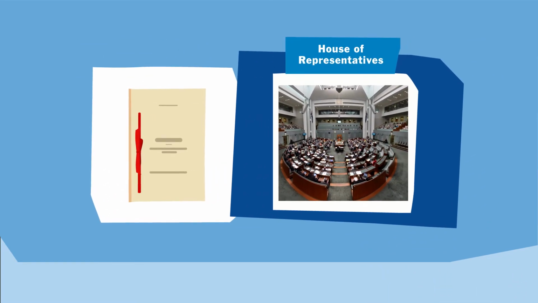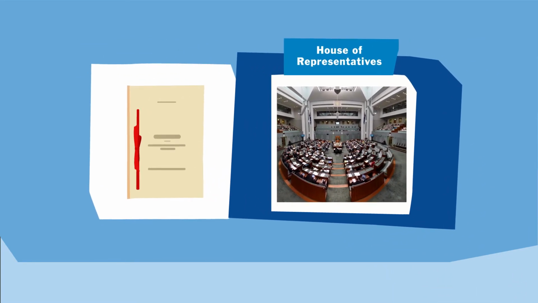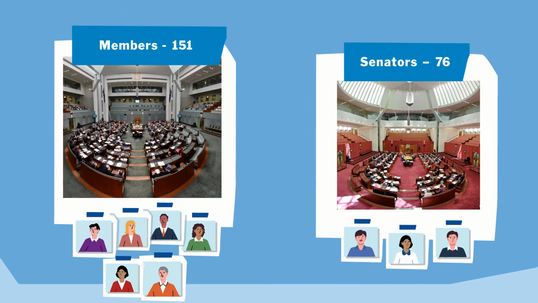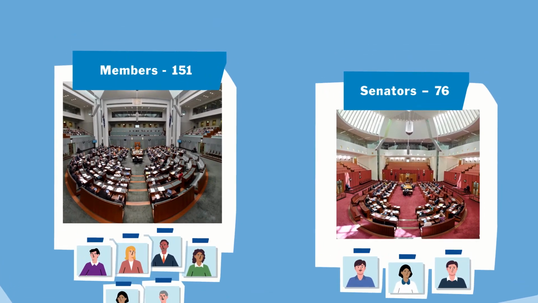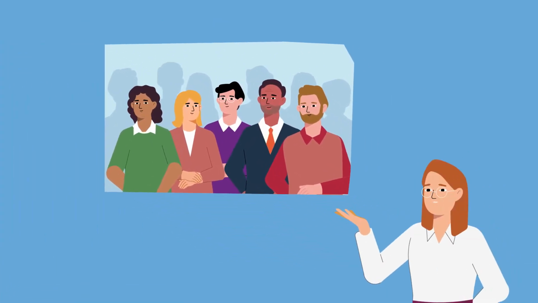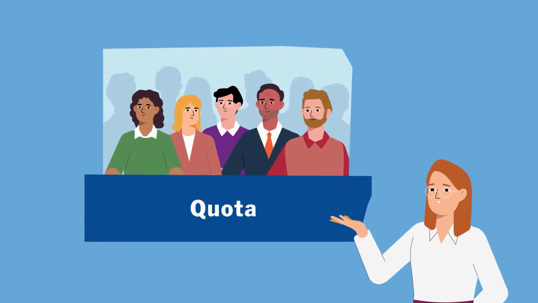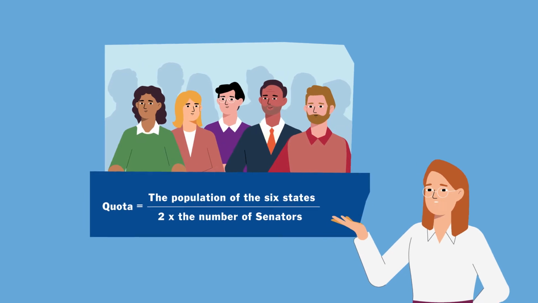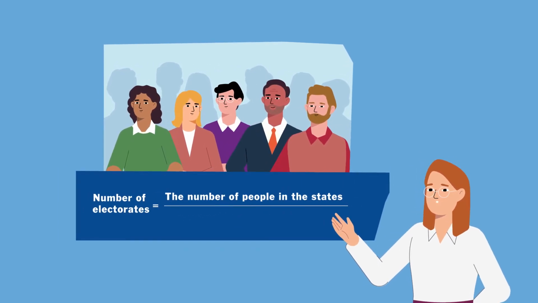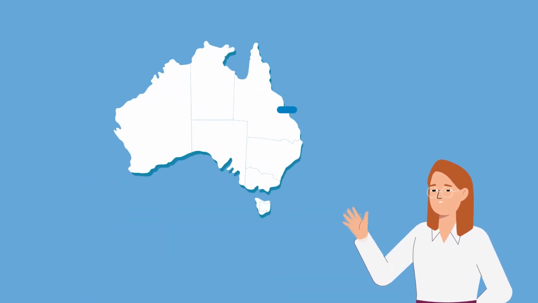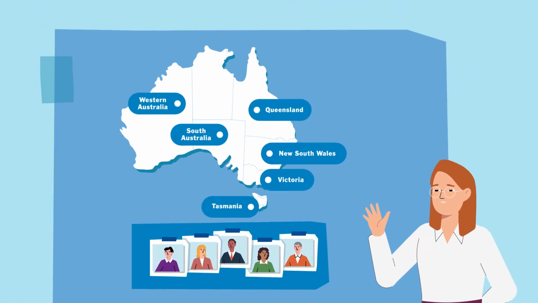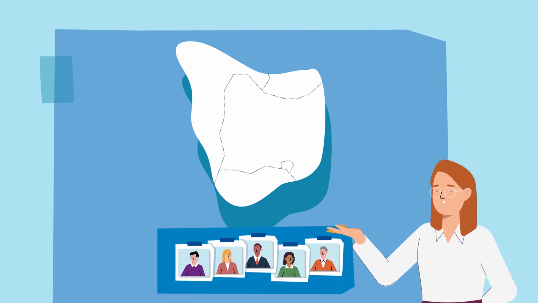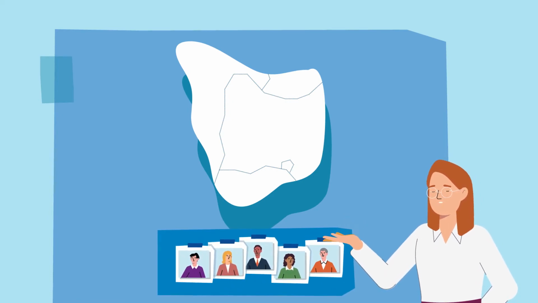Section 24 of the Australian Constitution says the following: "The number of members of the House of Representatives will be, as near as possible, twice the number of senators. The number of members chosen by the states will be determined by a quota. This quota is calculated by dividing the population of the 6 states by twice the number of senators, and then dividing the number of people in the states by the quota. Each of the states has a minimum of 5 members, regardless of population. Because of this rule, Tasmanian electorates have smaller number of electors than other states."